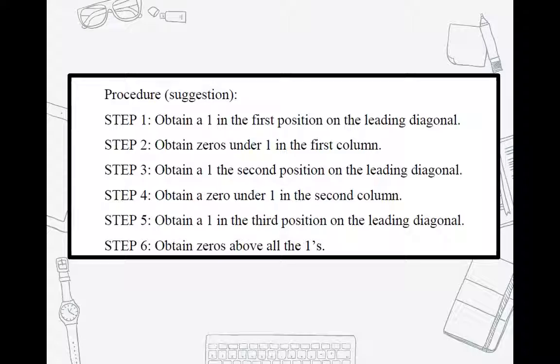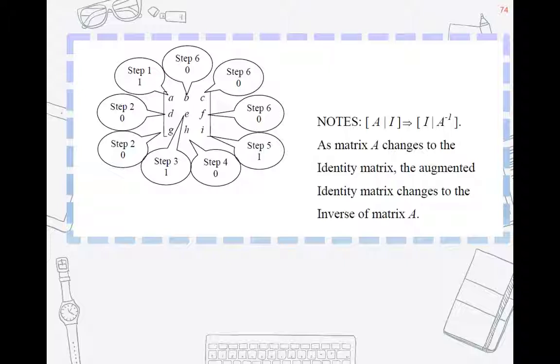This is a procedure that is suggested to us. There are many procedures on ERO. You can check videos on YouTube or any other websites, as they have many methods to do ERO. So this is just a suggestion. If you look at the notes here, at the end, as matrix A changes to the identity matrix, the augmented identity matrix changes to the inverse of matrix A. Basically, this is what we will try to do. In my video, I will not be following exactly the given method here.